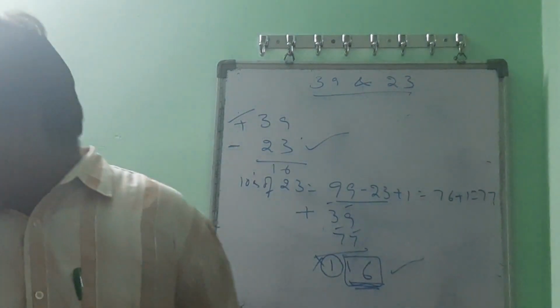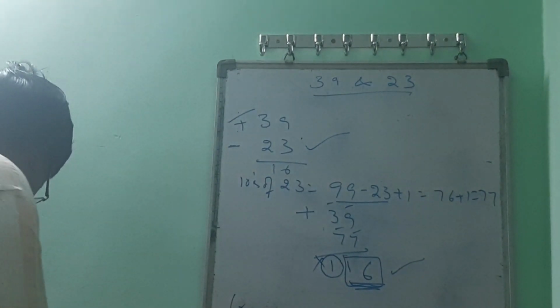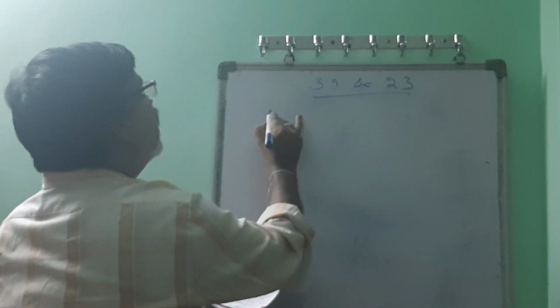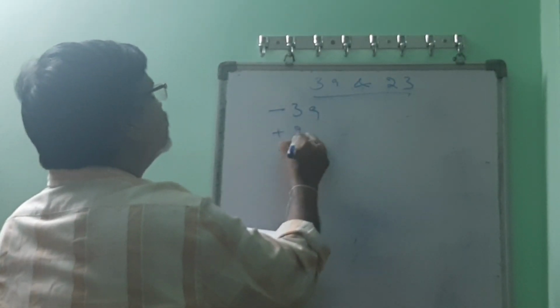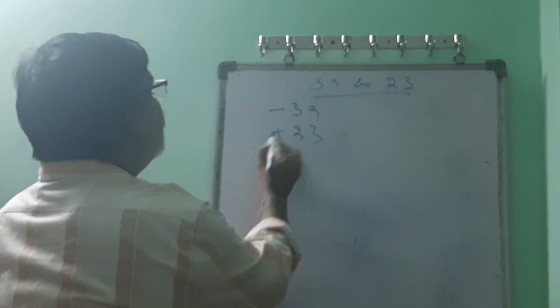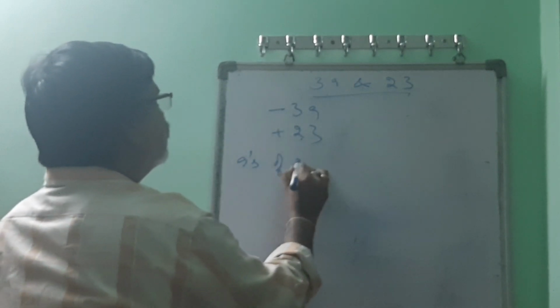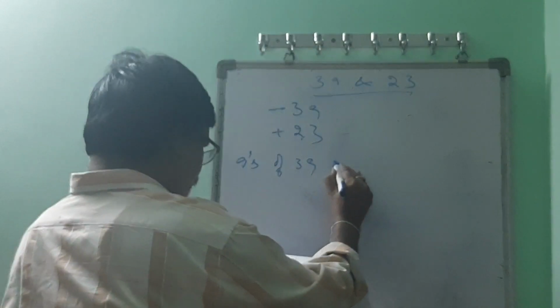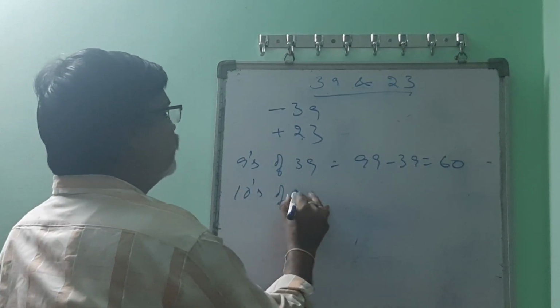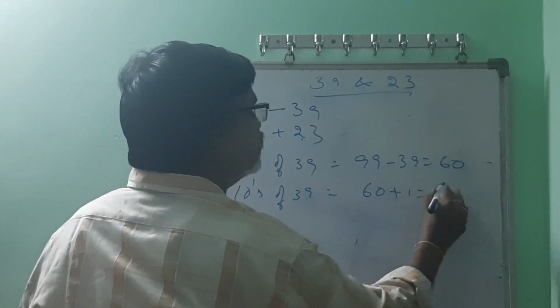Take one example for easy calculation. That is minus 39 plus 23. So minus 39 and plus 23. Here you calculate the 9's complement of 39. You will get 99 minus 39 is equal to 60. Then the 10's complement of 39 is 60 plus 1, equal to 61.